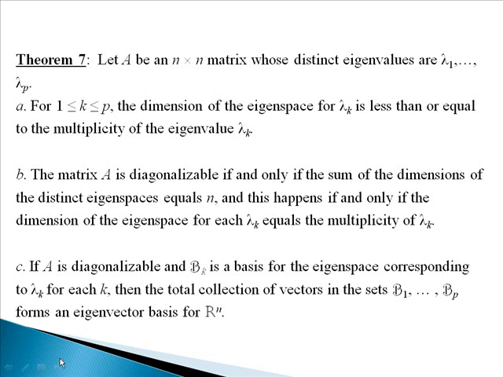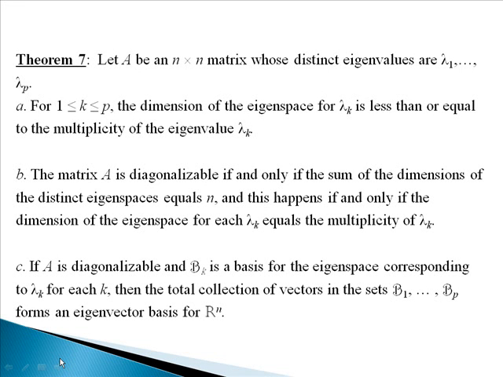And our last theorem is Theorem 7. We want to let A be an n by n matrix whose distinct eigenvalues are lambda 1 through lambda p. So there's 3 parts to this theorem. The first part, part A, for our values of k between 1 and p inclusive, the dimension of the eigenspace for lambda sub k is less than or equal to the multiplicity of the eigenvalue lambda sub k.